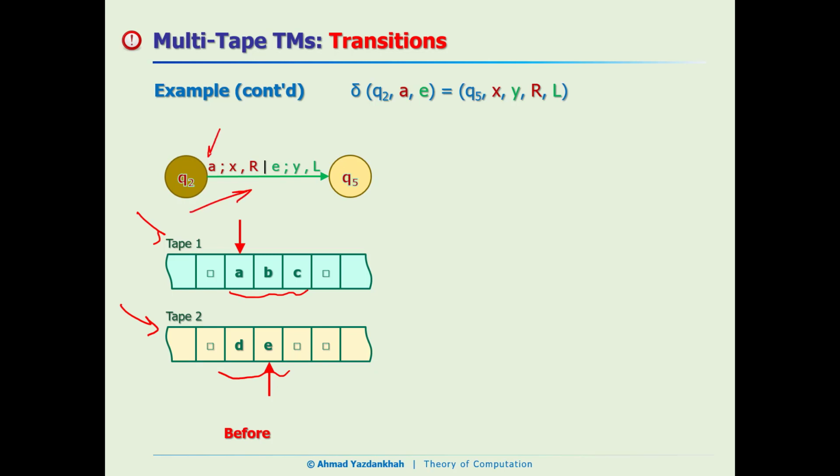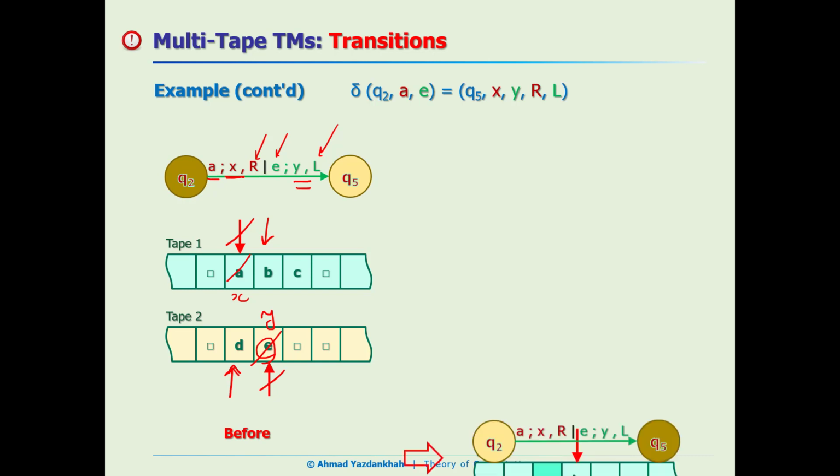The input is A, E, yes, A and E, wherever the cursor is pointing, right? And then change the A to X. Okay, so this will be X. Move to the right, goes here. The input is E, yes, it is E. Change it to Y. Okay, no problem. Change to Y. Go to the left. So it should look something like this.